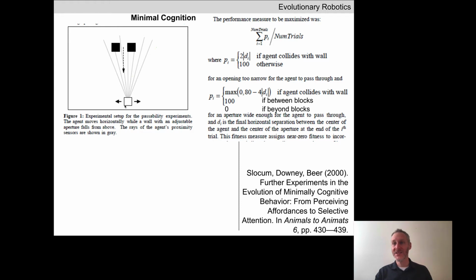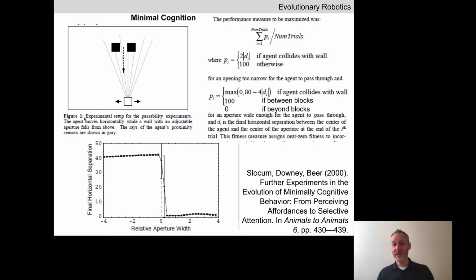The agent doesn't say to us passable, non-passable. Instead of telling us, it shows us that it understands the passability of these objects by its actions. If it gets underneath the object pair and stays there, that's the agent telling us, I think the gap is passable. If the agent gets underneath the object pair and then runs away, that's the agent telling us, I don't think the gap is passable.